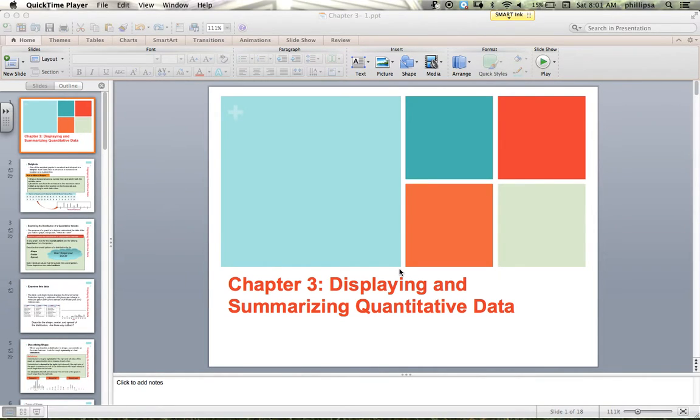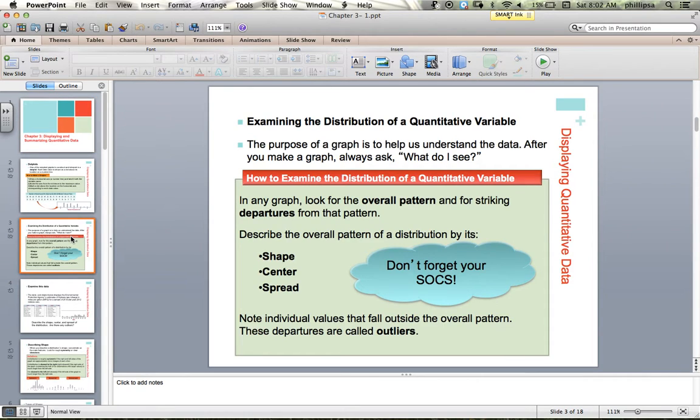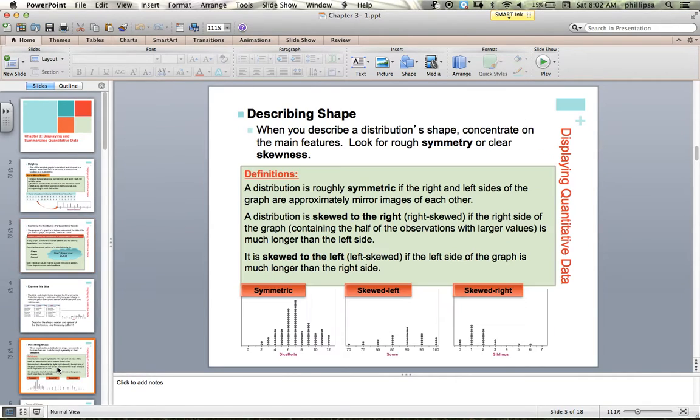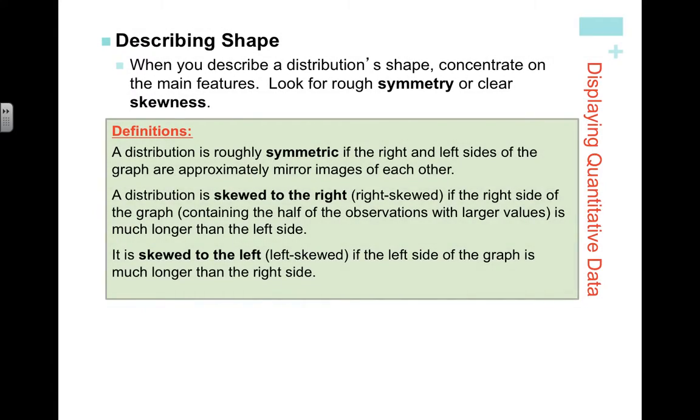Okay, so still in chapter 3, and we're still talking about describing or examining our distributions. So we're still hitting up our SOCS, discussing SOCS within our distribution, okay? But now we'll try to get a little bit more specific, okay? So let's start talking about more specifics when it comes to our shape, okay?